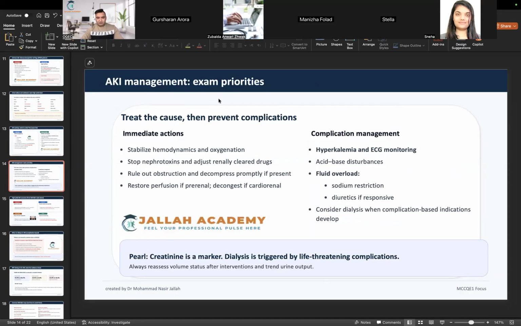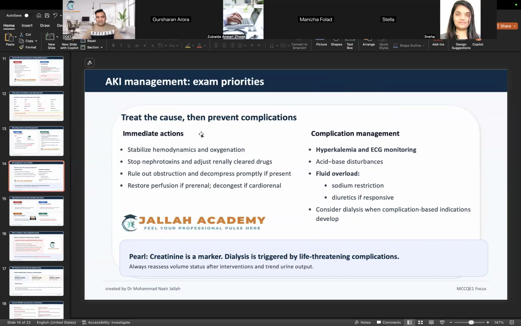The management. Exam priority. So this is very important. If you get a question, there's a very high chance of having a question from this slide, because usually they ask you, what is the management? What's the first management? What's the initial management? What's the next step in the management, right?